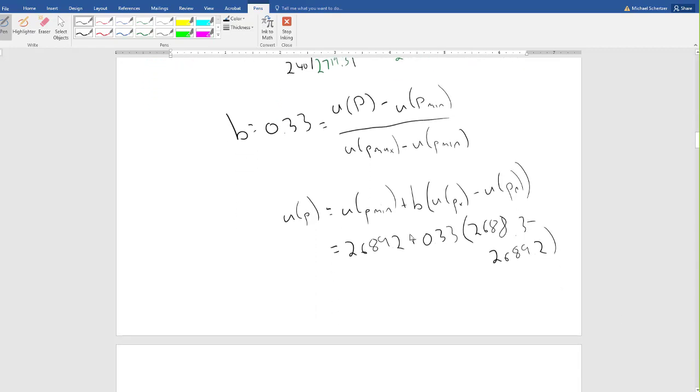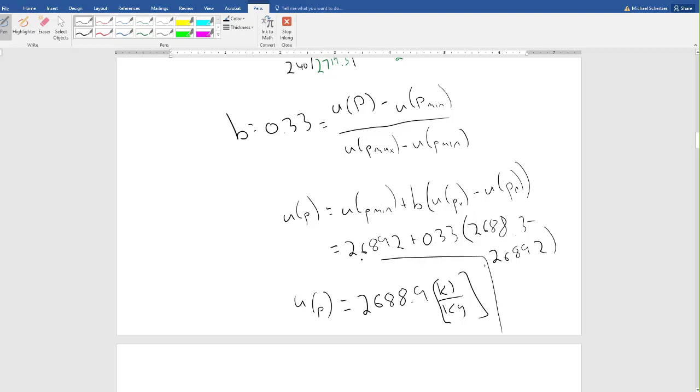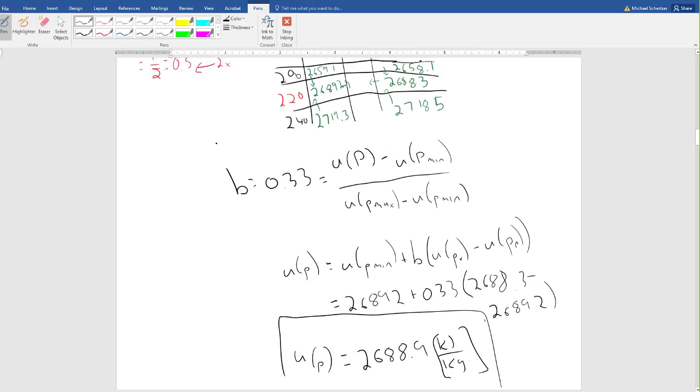So when I do that, I get a value of 2688.9 kilojoules per kilogram. So the thing that we can do if we want to check our interpolations, because if I mixed these things up, I might find that if I do it wrong, I'm not at a number in between these two values.